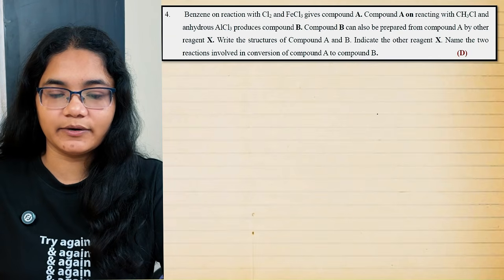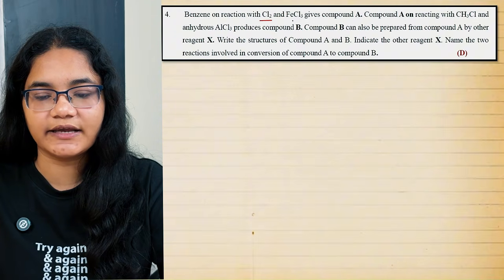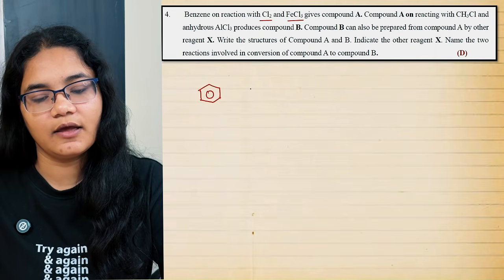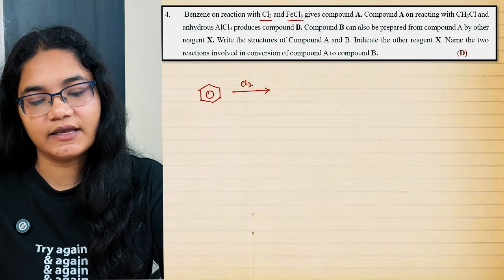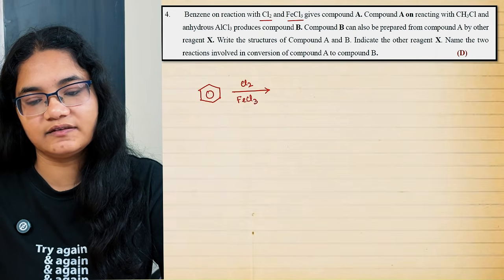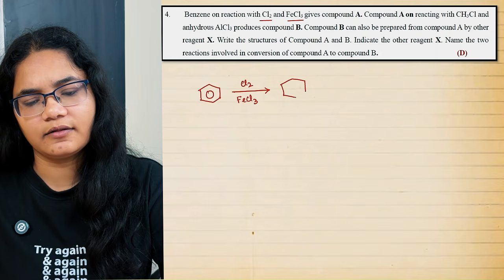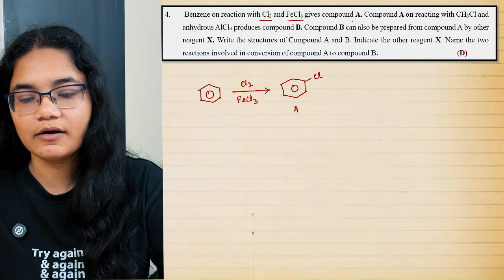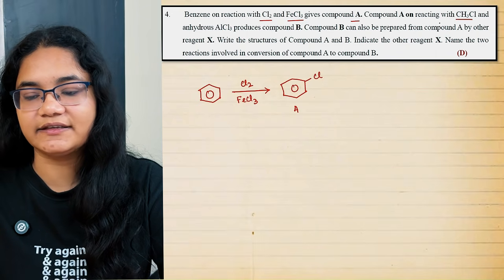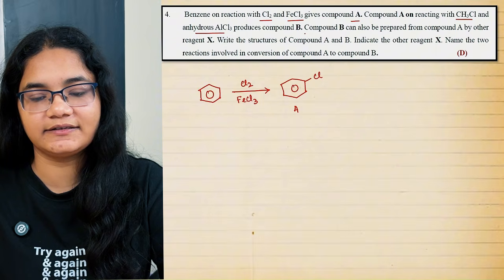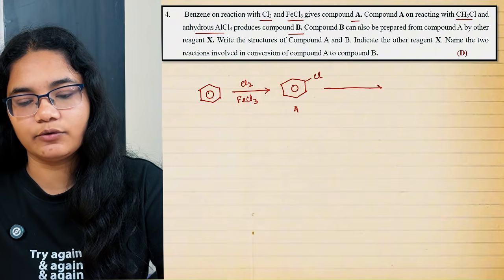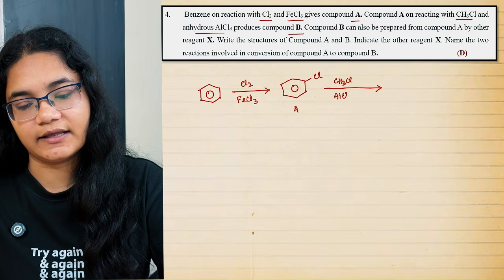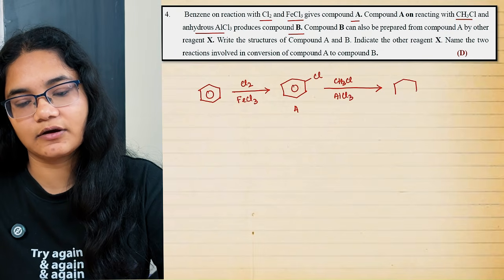Now moving to the next question, benzene on reaction with Cl2 and FeCl3. Okay, so first of all you have benzene. When it is reacting with Cl2 and FeCl3, it gives you compound A. That is nothing but chlorobenzene, right? This is compound A. Now, compound A on heating with CH3Cl and anhydrous AlCl3 produces B. So when you heat it with CH3Cl and AlCl3, it produces compound B.